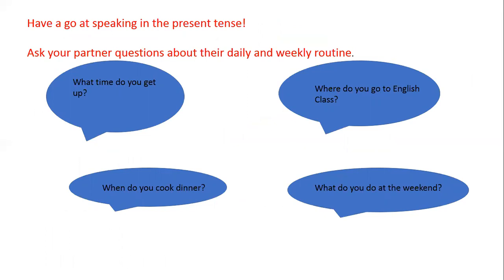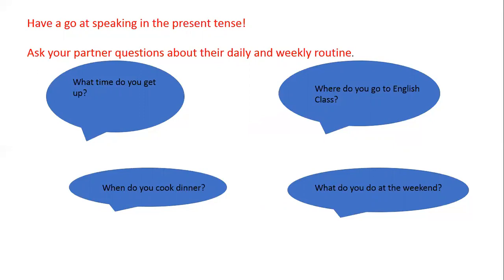So for example, for the first one, I might say, oh, I get up about 7 a.m. And for the second one, I might say, oh, I go to English class in Oldham, or I go to English class in Manchester. When do you cook dinner? Let me think. I cook dinner at about 6 p.m.